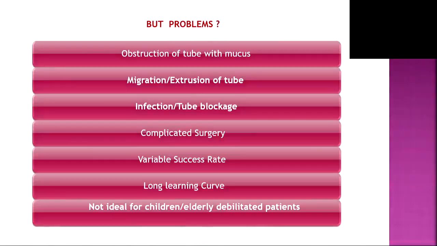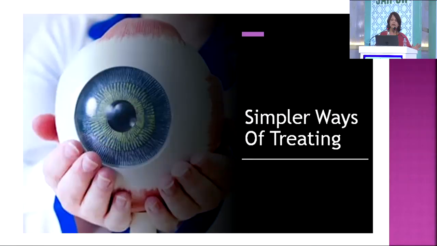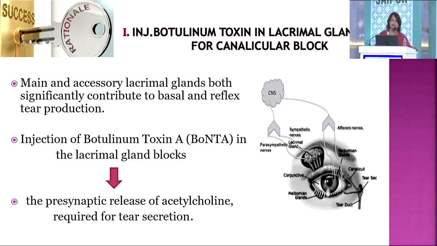Previously, the modalities that were being used in the past were as follows. For proximal canalicular obstruction, we were doing conjunctival DCR with Jones tube, and for the distal, canalicular DCR. However, these techniques did not pick up too much success because of the various problems they used to face due to the obstruction of the tube with mucus, migration or extrusion of the tube, blockage, surgery being complicated, having a learning curve, success rate being variable. So all these problems deviated the surgeon from these techniques. And finally, we also had simpler ways to treat, so why go for the difficult ones?